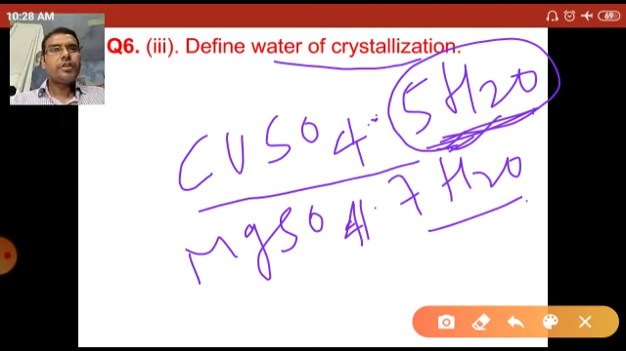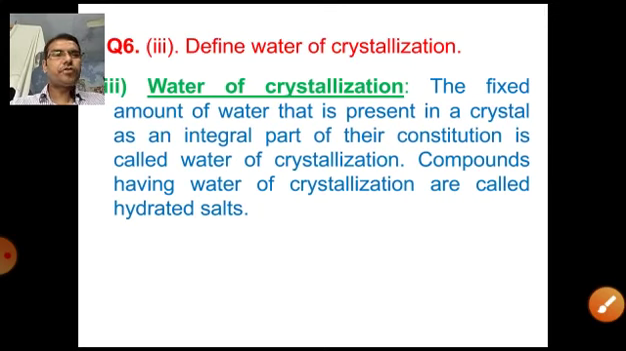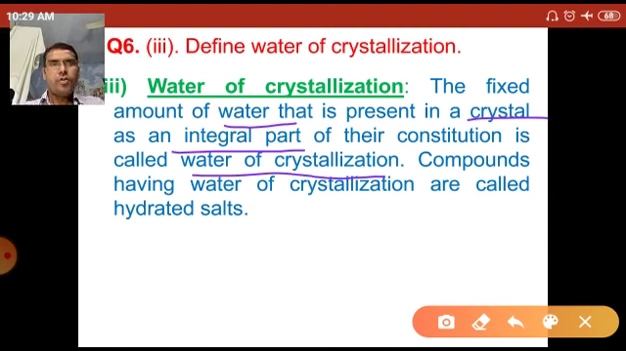So the water of crystallization. Now the definition here: the fixed amount of water that is present in a crystal as an integral part of its constitution is called the water of crystallization, and the compound having water of crystallization is called the hydrated salt. That salt is called the hydrated salt.